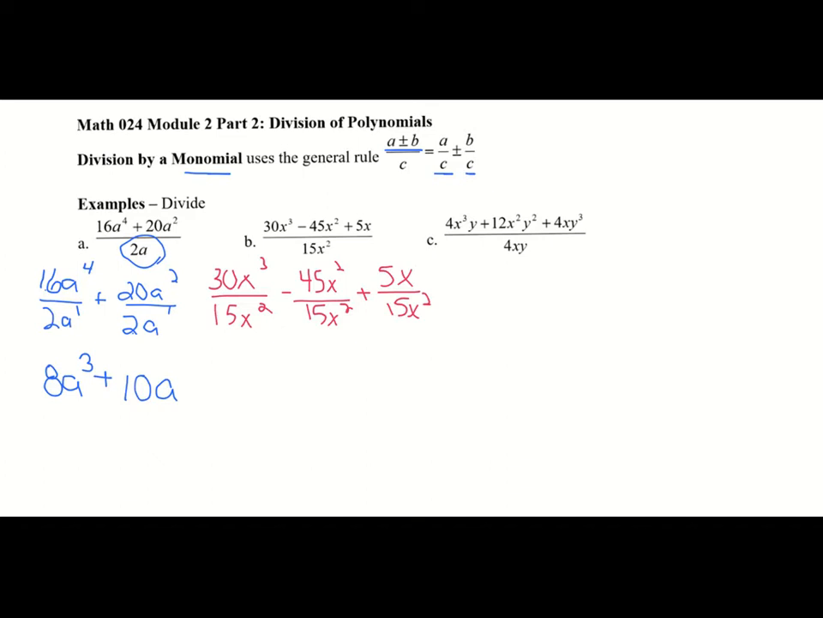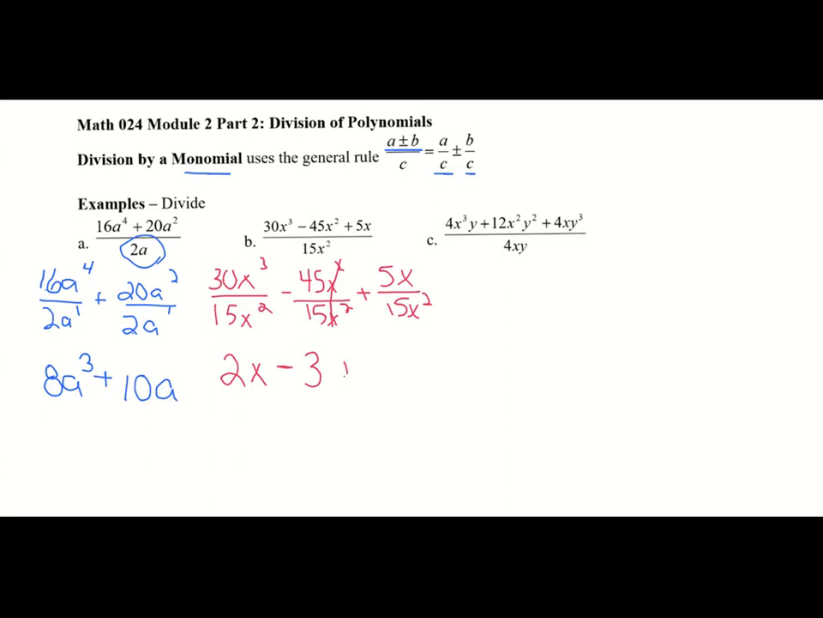30 divided by 15, 15 goes into 30 2 times. X cubed divided by x squared is going to give me x. Next, I'll keep that minus sign. 45 divided by 15 is 3. And x squared divided by x squared, they're exactly the same, so they equal 1. So we just say they cancel out, so we don't need a variable there.